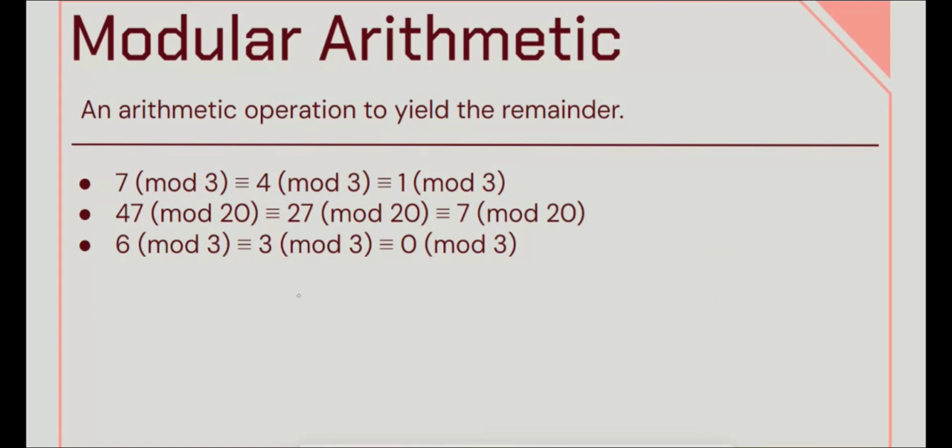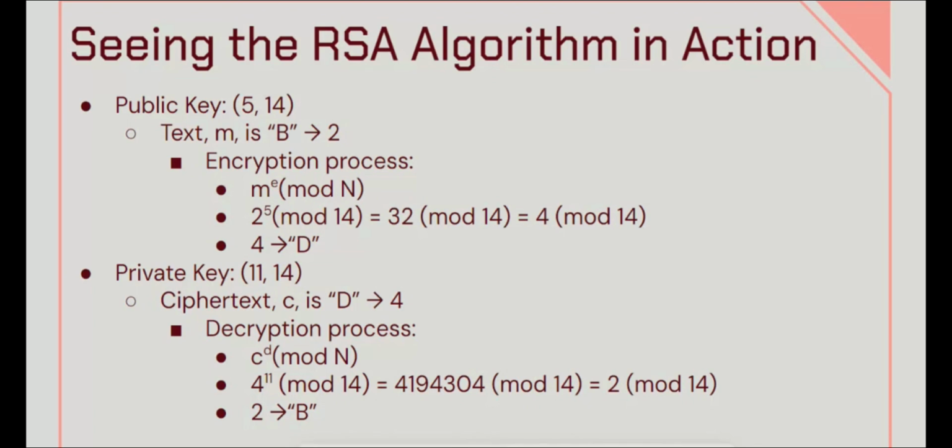And that goes for all the other examples we're going to do, where 47 mod 20, you can remove 20 from it 2 times, and then you get a remainder of 7. And if you do 6 mod 3, you can remove 3 twice evenly, and you get a remainder of 0. So that's pretty much how it works. So now let's look at RSA encryption in action before we get into how it works. We have a public key (5, 14), 5 being the encryption key, and you're being sent a message M, which has the value of letter B, the numerical value of it being 2.